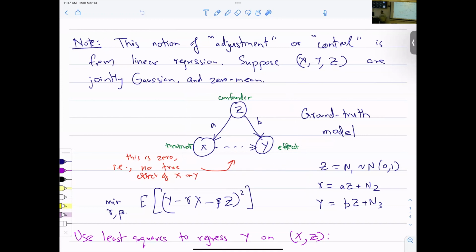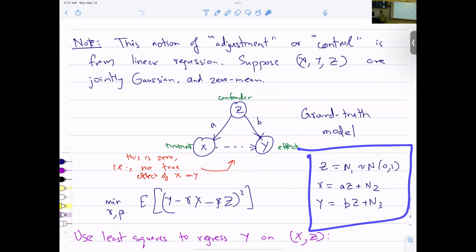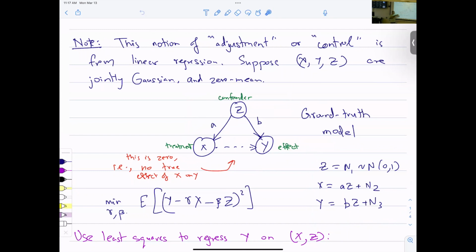Let me fit something to this. I solve least squares. I don't know A and B, right? I have access to this model, meaning I have the joint distribution. I'm in the world where I have the joint distribution X, Y, and Z, so I can compute anything I want from this ground truth model. So what is the linear fit I would do from X and Z to Y?